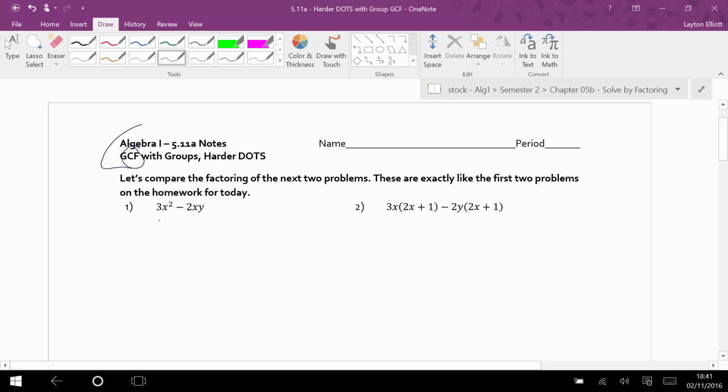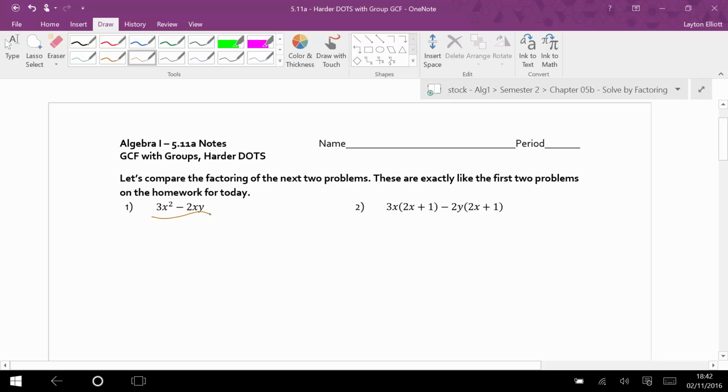So I want you to look at these first two problems. It says let's compare the factoring of the next two problems. These are exactly like the first two problems on the homework. So even though I'm not here, I want you to look at these two when you do the homework tonight, and just the first two. It might be more than just the first two, but definitely the first two.